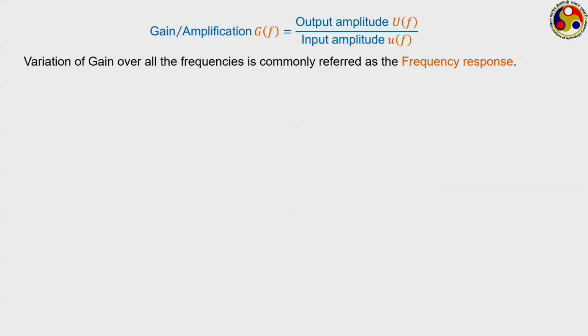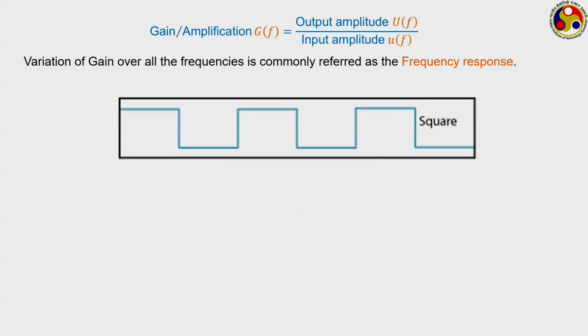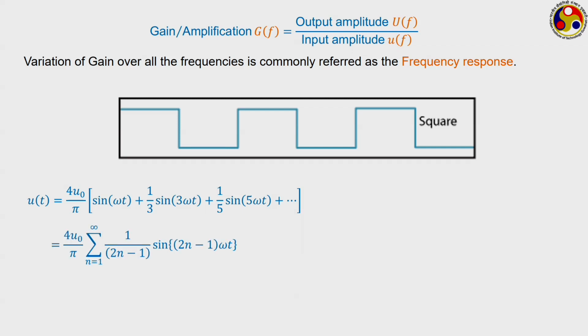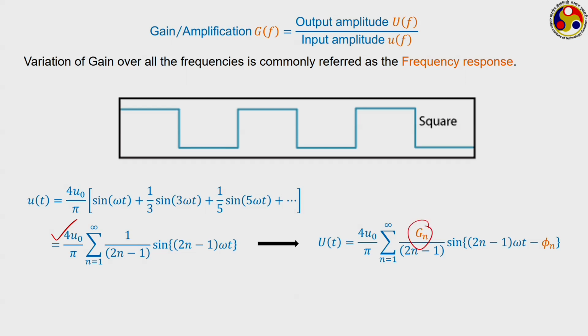Now, as I have mentioned, gain or amplification is referred to as the ratio of output amplitude to input amplitude. Variation of gain over all the frequencies is commonly referred to as the frequency response. Let us say this is a square wave. We know that the square wave is represented by a signal like this, or we can sum it up in this particular form, which we have already seen in an earlier slide. Now, suppose the output device is putting a gain of Gn and a phase lag of phi n.